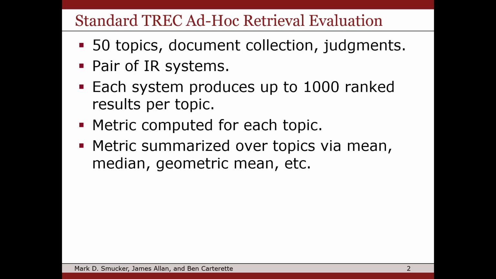Anyway, so we've talked a lot in the course so far about how we do ad hoc retrieval evaluation. Often we've got something like 50 topics. We take a pair of systems. We run those systems over the topics. We compute our metric, and then we summarize it with some sort of summary statistic.